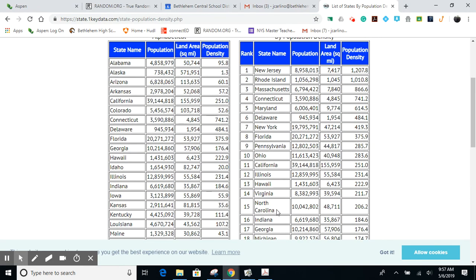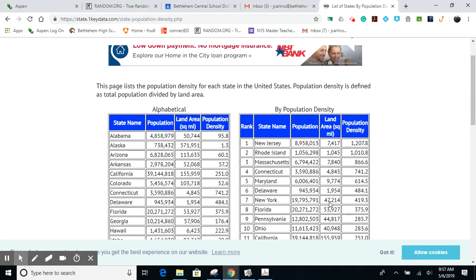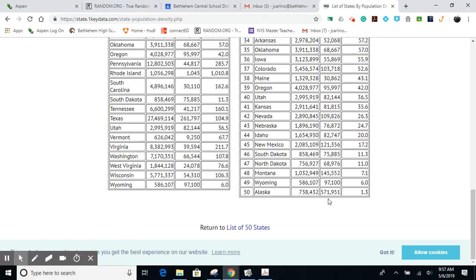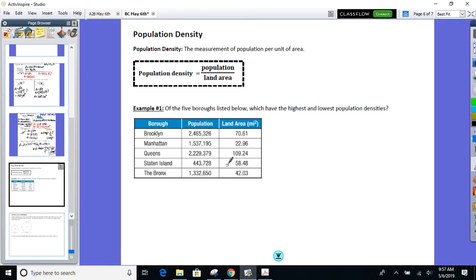So everyone understand the concept of population density, when it's high versus when it's low. New Jersey, decent sized state, but as you can see, it's got almost 9 million people in it. Okay, it's got almost 9 million versus Alaska, which only has under 1 million people. But huge land area, almost 500,000 square miles. So, okay, let's not do states now. Let's go to the boroughs of New York City and figure out which one has the highest versus which one has the lowest population density.